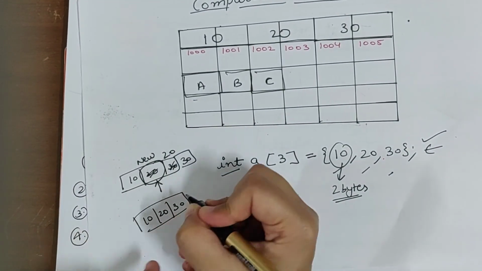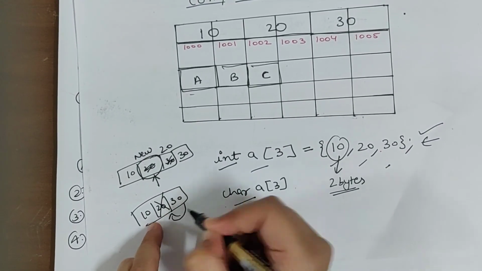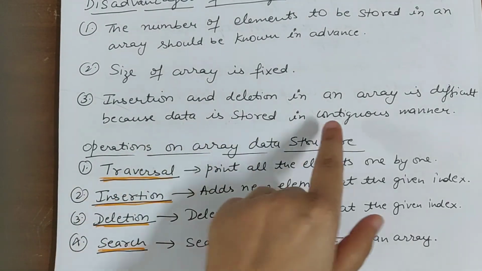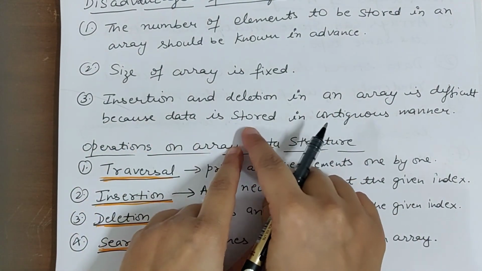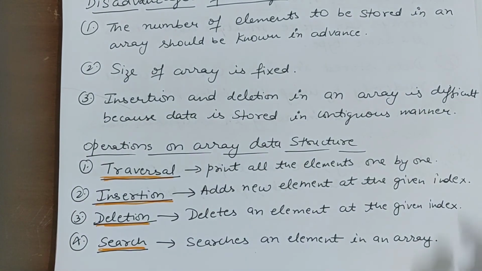and if I want to delete an element from an array, okay, then also it is difficult. If I want to delete 20, then I have to shift 30 here. So shifting is difficult. Since the data is in a contiguous manner, shifting is difficult. So insertion and deletion is difficult.